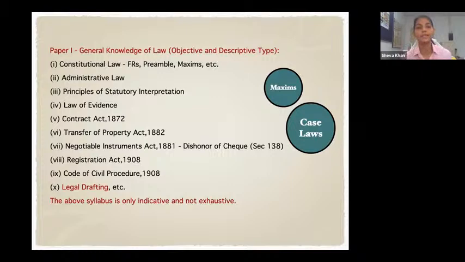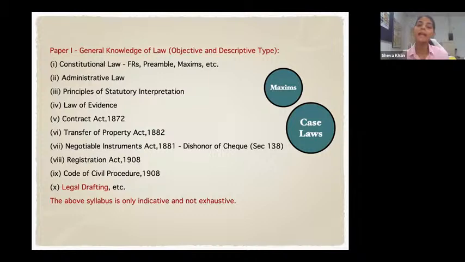So the first is constitutional law. We'll further discuss which fields or topics within them are more important specifically, but first let's see the basic parts of this syllabus. Paper one, as we know, is for the general knowledge of law, so some general understanding every aspirant needs to have in that regard. The first one is constitutional law, in which we have our Constitution, obviously. Then we have administrative law.